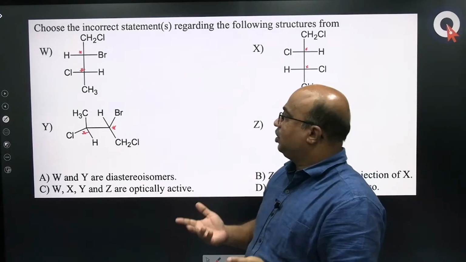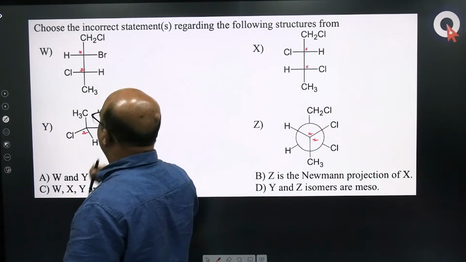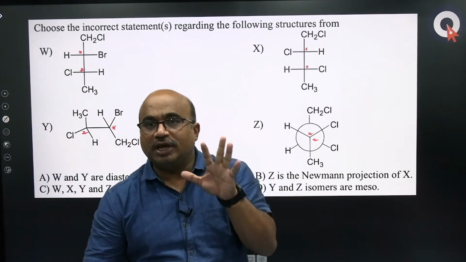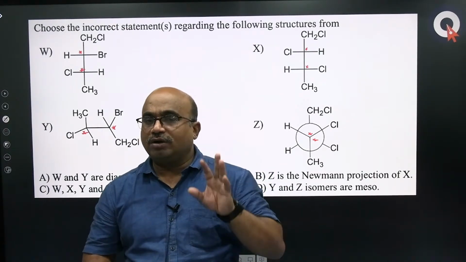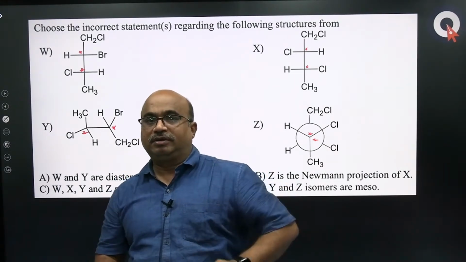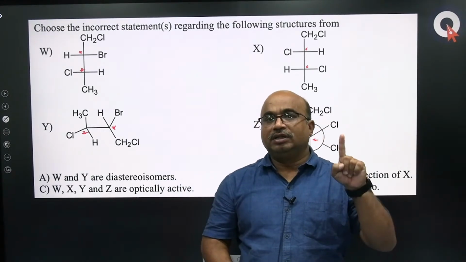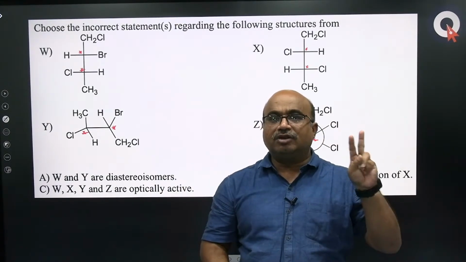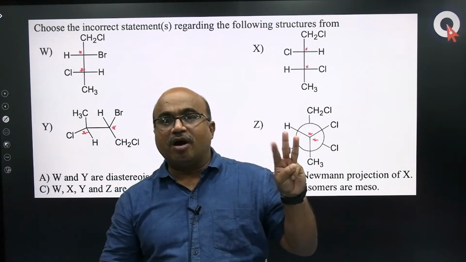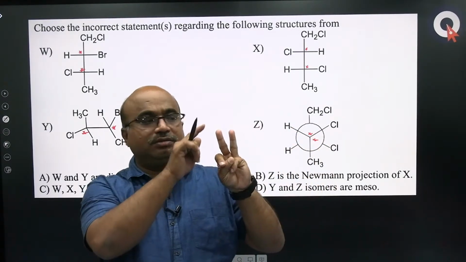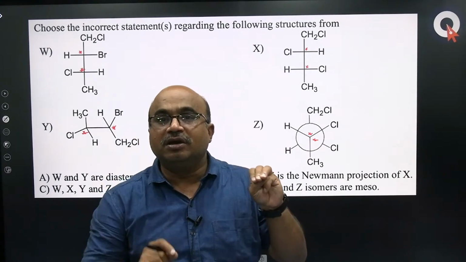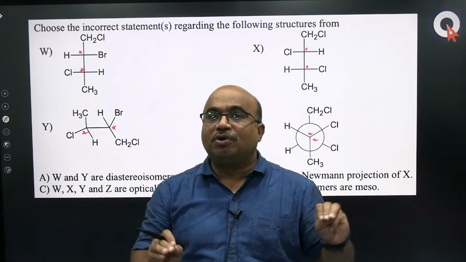Because when we say Fischer projection, suppose we say this is a compound. If a compound has an open structure, to say it is optically active, what we generally say is that the plane of symmetry should be absent. One is a plane of symmetry, the second is a center of symmetry, then there should not be any alternating axis of symmetry. So if a compound doesn't have a plane of symmetry, center of symmetry and alternating axis of symmetry, then the compound is considered to be optically active. Our compounds are said to be chiral.